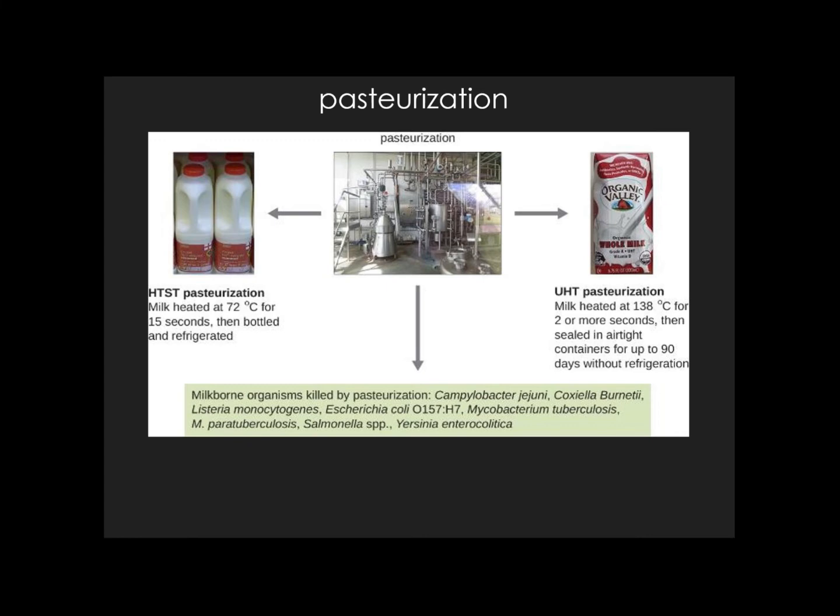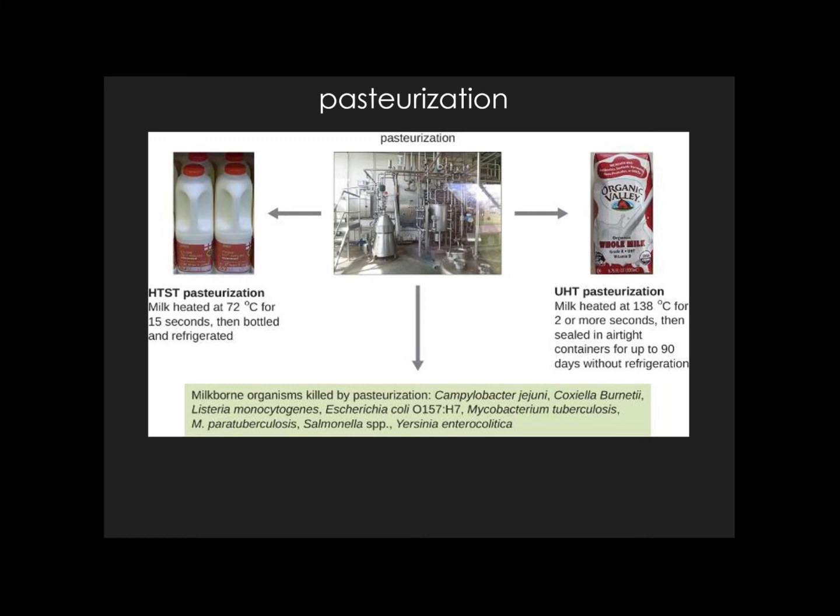HTST, which stands for high temperature short time or flash pasteurization, is that milk being heated at 72 degrees for 15 seconds and then bottled and refrigerated, right? Important to refrigerate it because 72 degrees for 15 seconds will lower the number of microbes, but it will not kill them completely. It doesn't sterilize the milk. And so we have to employ low temperature in order to control whatever microbes are left and keep that food from spoiling, as opposed to ultra high temperature pasteurization.